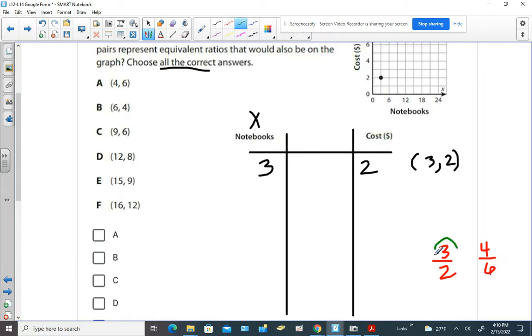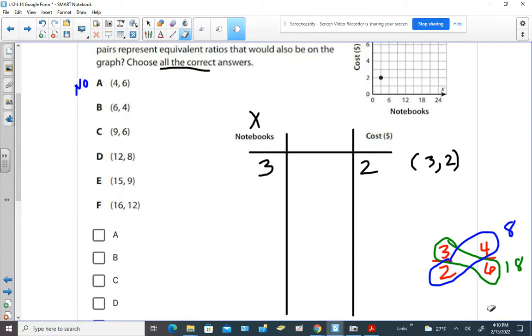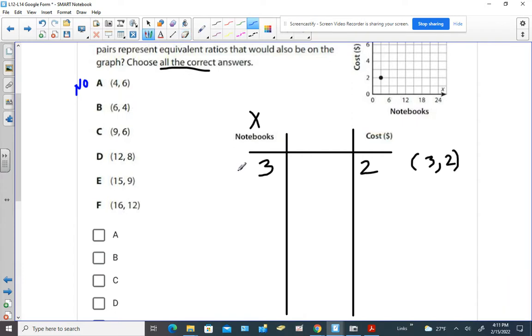So if we do this cross product, that equals 18. And if we do the other cross product going this way, that would be equal to 8. The cross products don't match, so that's going to be a no. Don't pick that one. It's not proportional. Let's try choice B. Choice B is the idea of a 6 and a 4.